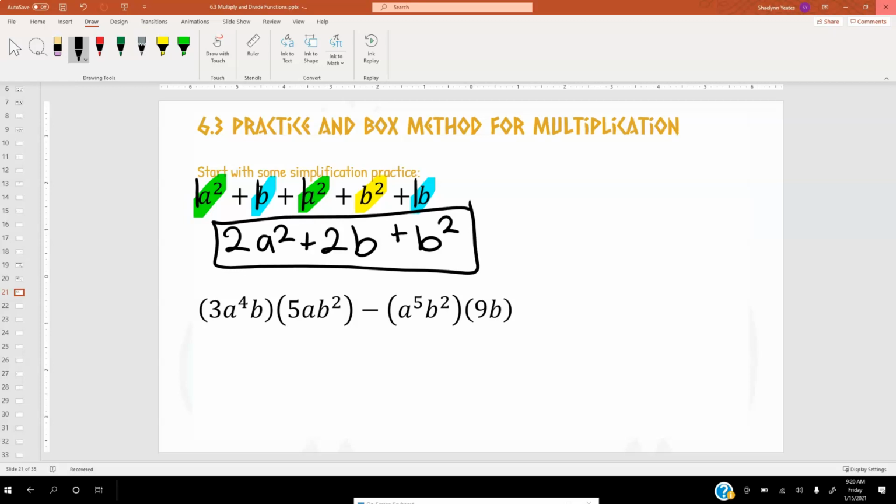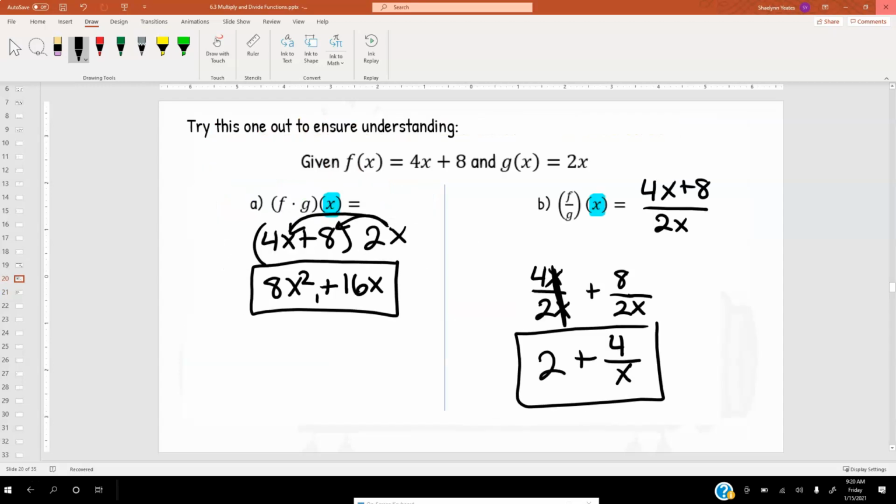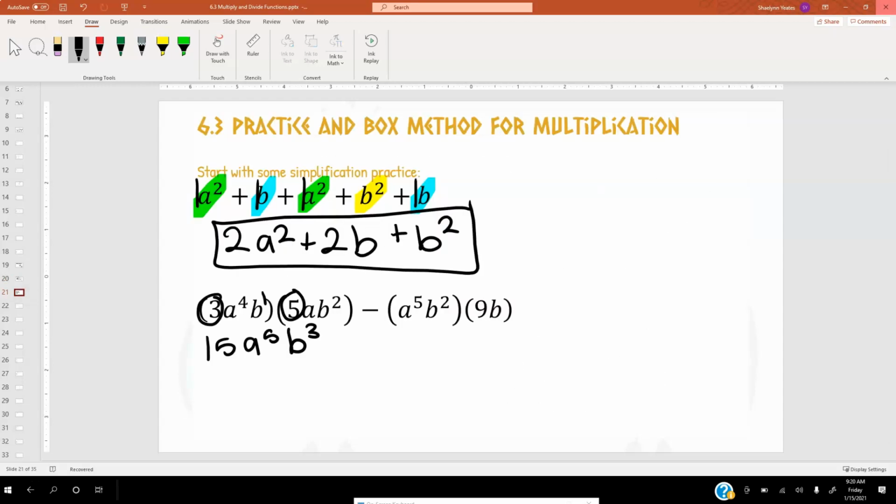Now, on the next one, we're going to multiply pieces first, then we will subtract. Okay? So here we're going to take 3 times 5, and we get 15. A to the 4th times a, that's a to the 5th, because there's 5 a's multiplied together. And b times b squared would be b cubed, because there's 3 b's. There's 1 here and 2 over there. Because that's 1a right there. Alright, and then we're going to be subtracting.